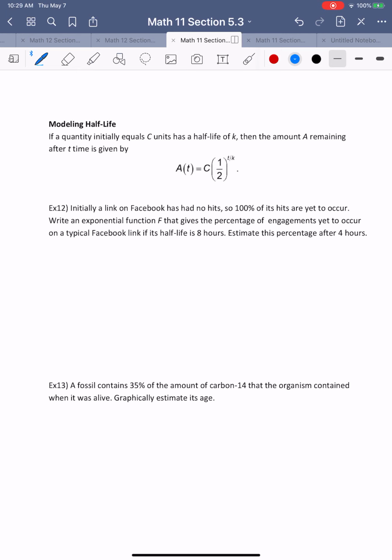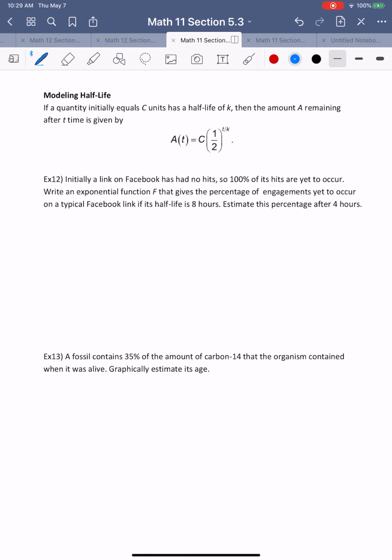All right, next problem, modeling half-life. In order to find the half-life, we're using the base of 1/2, and that's what we call the half-life. Initially, a new link on Facebook has had no hits, and 100% of its hits are yet to occur. Write an exponential function f that gives the percentage of the engagements yet to occur on a typical Facebook link if the half-life is 8 hours. Estimate this percentage after 4 hours.